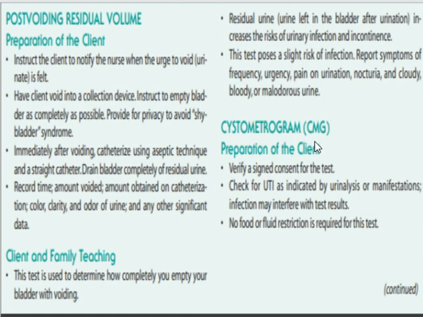This is another diagnostic evaluation for BPH. In that, you have to take the consent of the patient and check for urinary tract infections, as indicated by urine analysis or manifestations. Infection may interfere with the test results. So before cystometrogram, the patient has to undergo a urine analysis and also a detailed physical examination. You have to check whether the patient already has a UTI, because the results may change. And for this test, there is no food or fluid restriction needed.